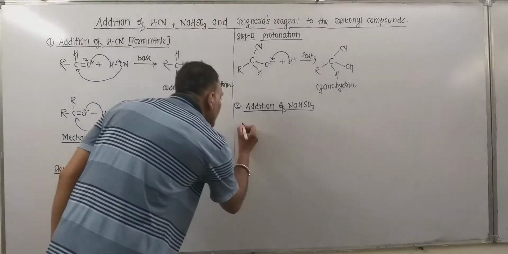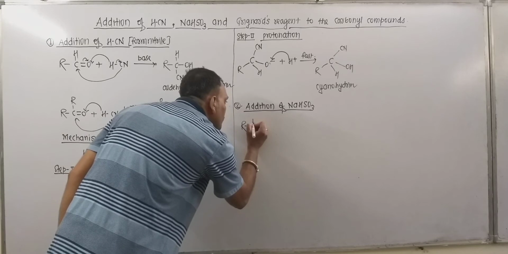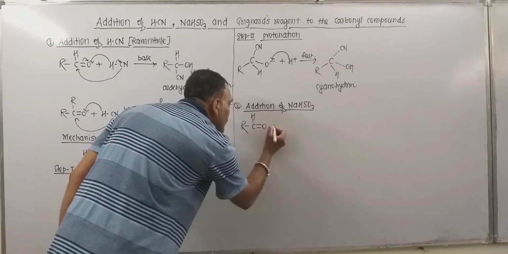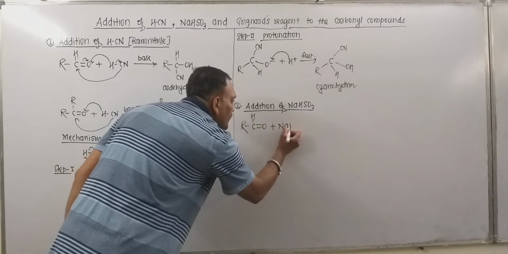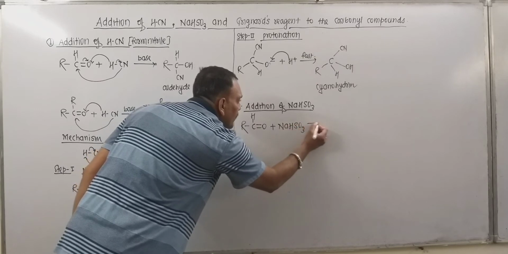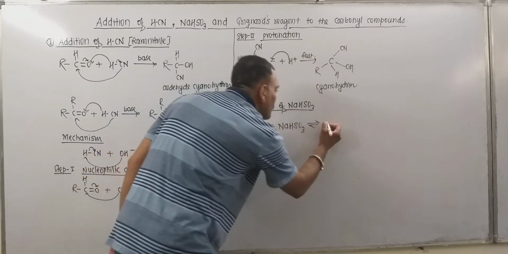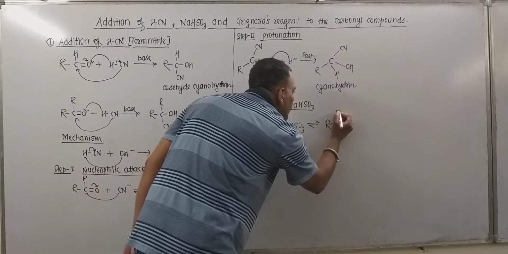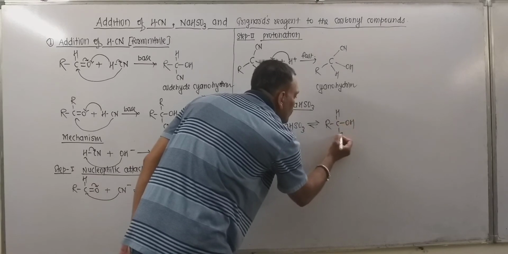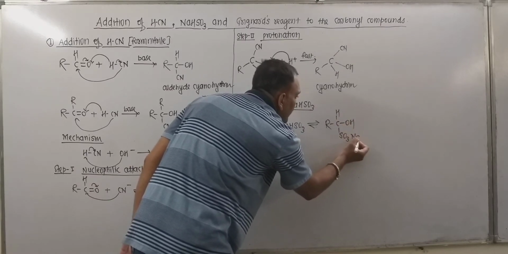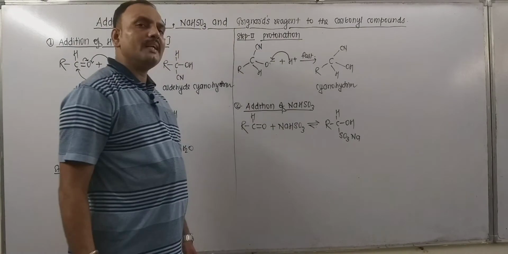So what happens exactly? Aldehydes, which may be represented as RCHO, when treated with NaHSO3, then addition takes place and that may lead to the formation of the bisulfite addition product of aldehyde.